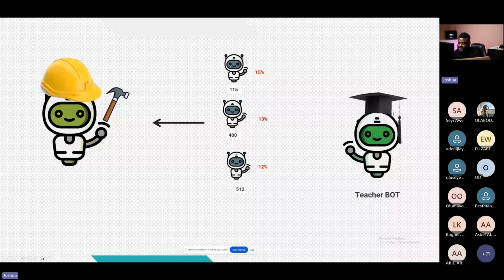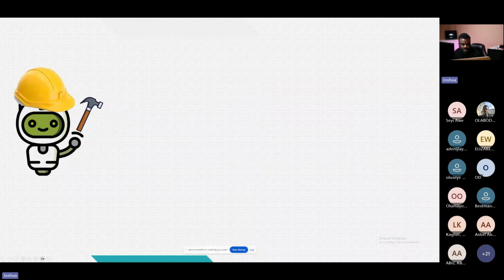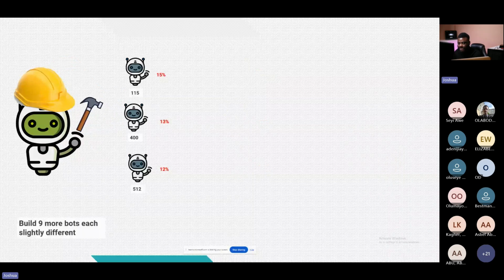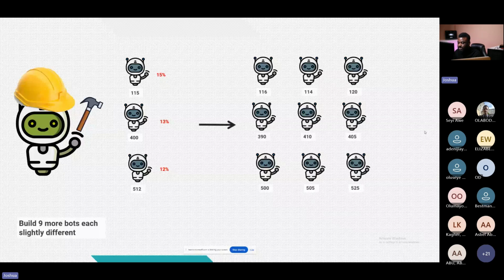So it will take the 3 best performing bots and try to use them to build a bot that can get the perfect chicken. This can be in different ways. It can be in slight variations. So maybe it'll say this one was 115. It was close but not close enough, so I'll increase the temperature a bit. For the next one, maybe I'll decrease it a bit. For the next one, I'll increase it a bit. So it now builds 9 new bots based on the parameters from these bots. And it will now send these bots again back to the teacher.